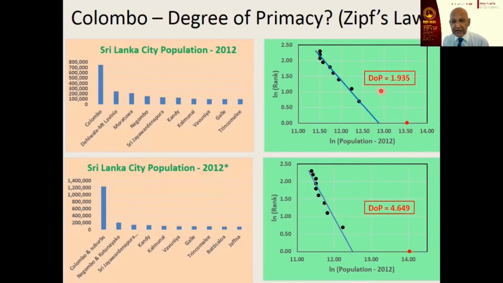So I can calculate something called a degree of primacy. And this is called a primate city. Colombo is a primate city. If you take Colombo and suburbs together, the degree of primacy increases to 4.6 from 1.9. So you can see we have stored all our eggs in this one basket of Colombo. Now, is that good? Can we think of alternatives?